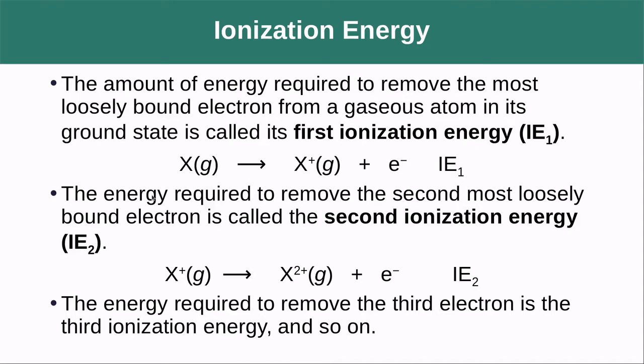Ionization energy. This is the energy required to remove the most easily removable electron from a neutral atom in the gaseous state while it's in its ground state. The first electron that we remove is called the first ionization energy. If we take the resulting cation and remove another electron, that's the second ionization energy. And if we did it again, that would be the third ionization energy.